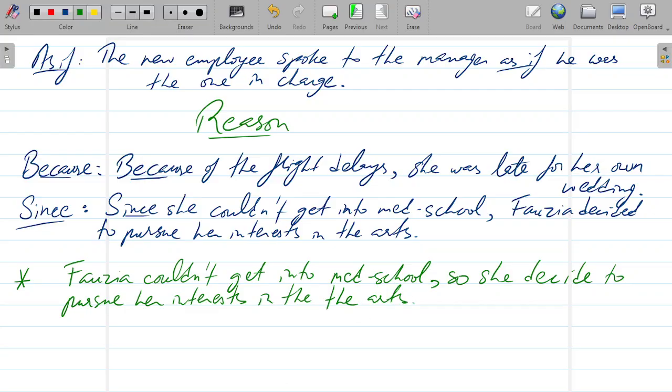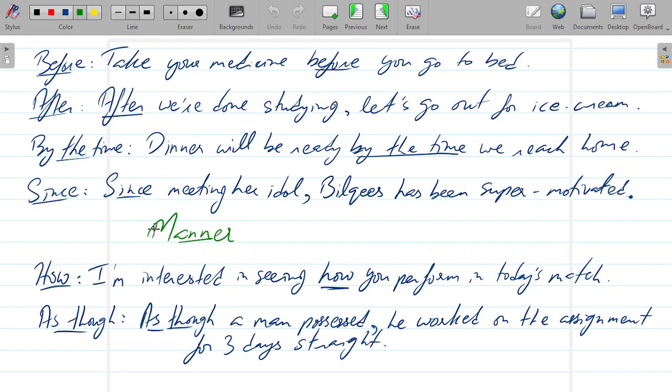And since I've converted this into a compound sentence, I have two main clauses. Fauziya couldn't get into med school, she decided to pursue interest in the arts. So those are two main clauses, two complete simple sentences which I can treat separately as well. Just showing you that you can play around with how you want to express yourself. I can change the sentence with because or some of these other conjunctions. I'm not saying it's workable every time, not necessarily, but it is doable.